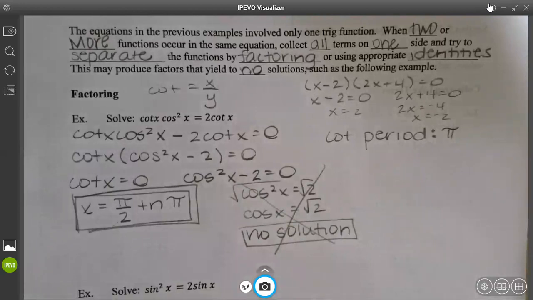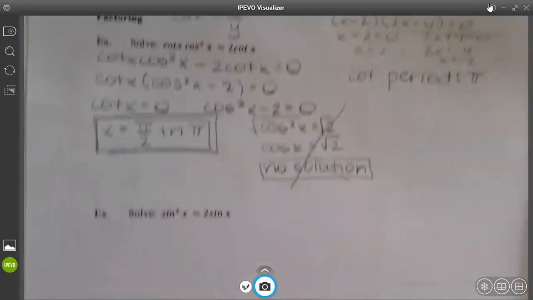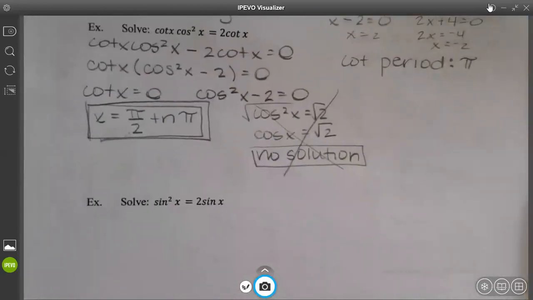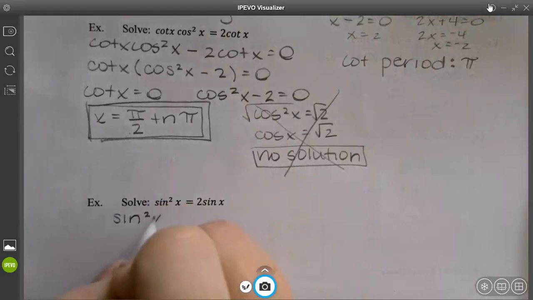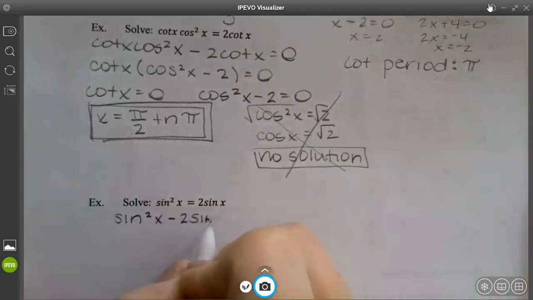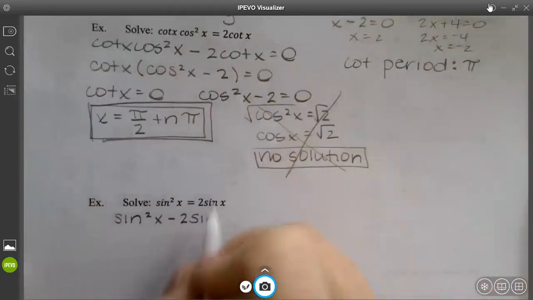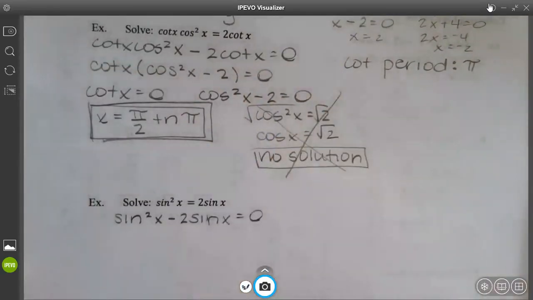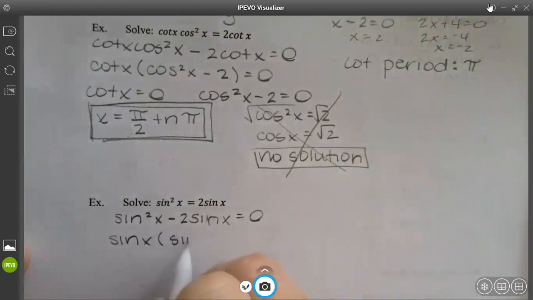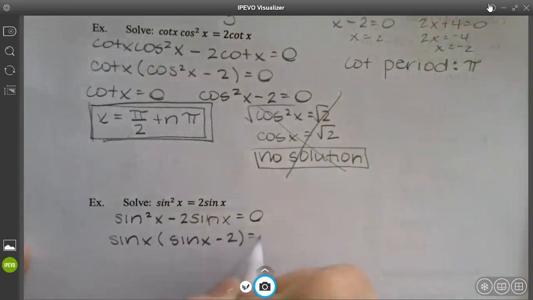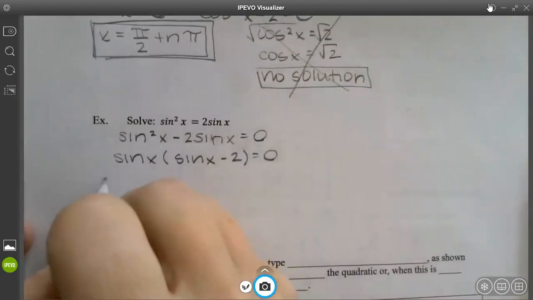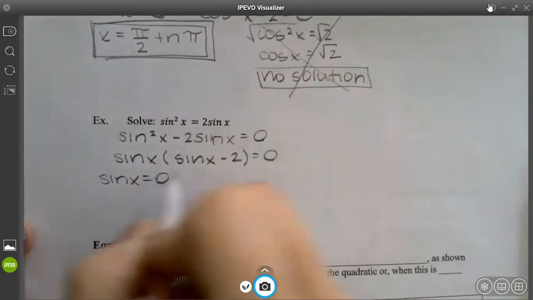All right, same concept. How do I solve the next one? This one's easier because it's sine squared and sine. It's not like we have to change it or do anything crazy. What did I do on the last one? Yep, first thing was to get it equal to 0. So I take sine squared x - 2 sine x. What do you notice about both terms? So we can factor out a sine x. So we are left with sine x - 2.